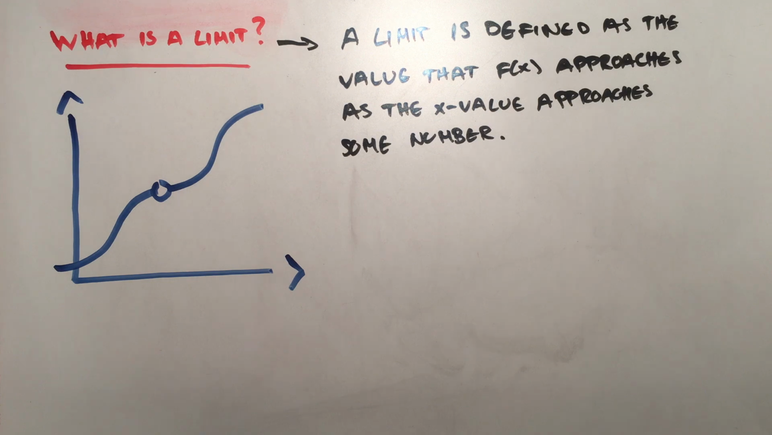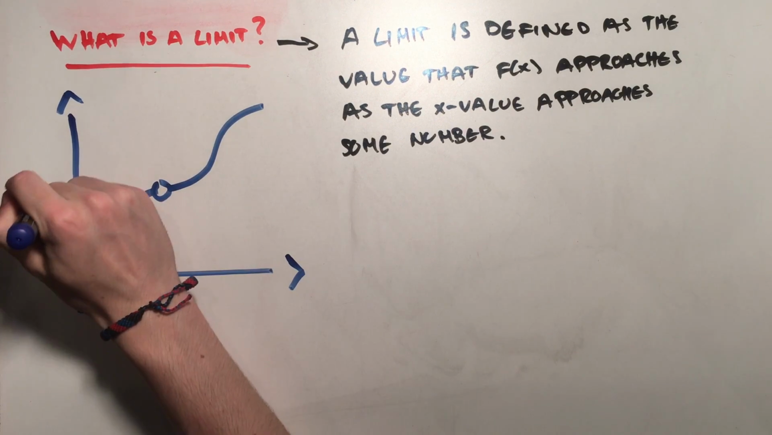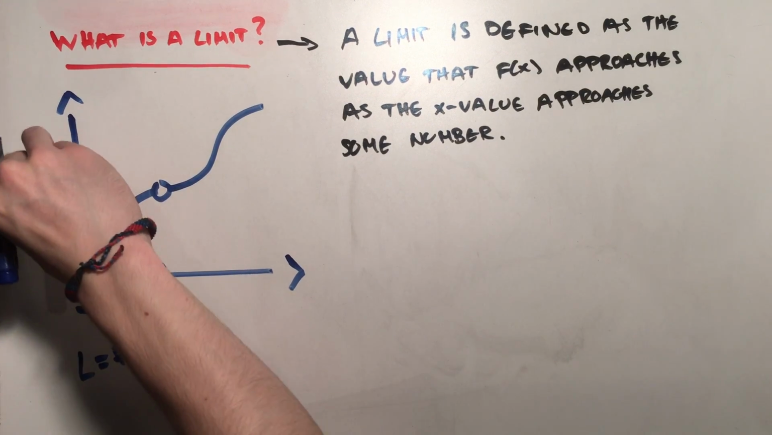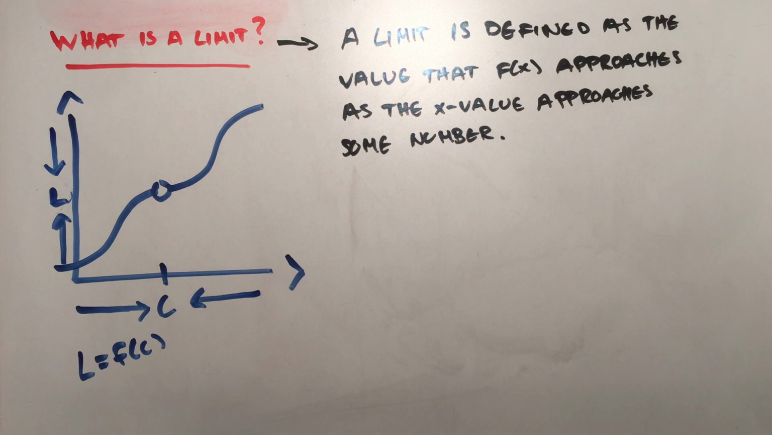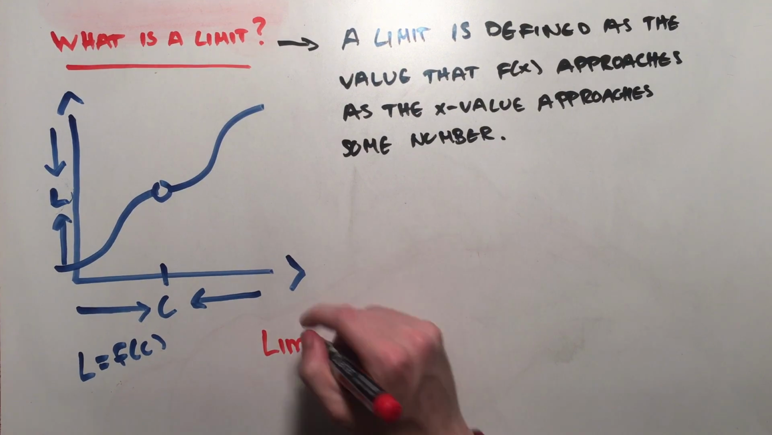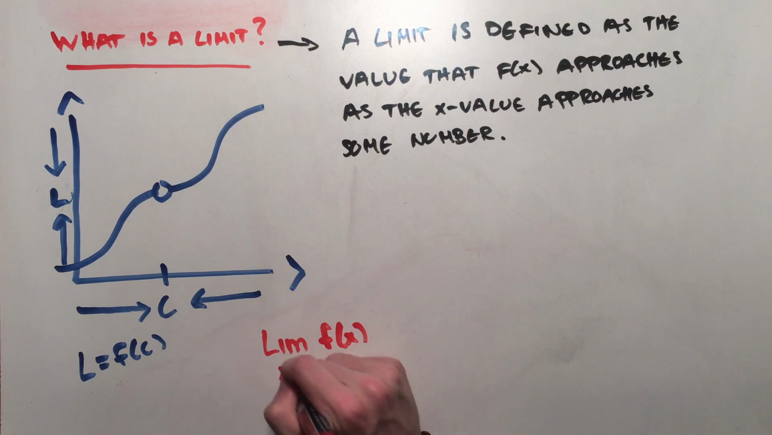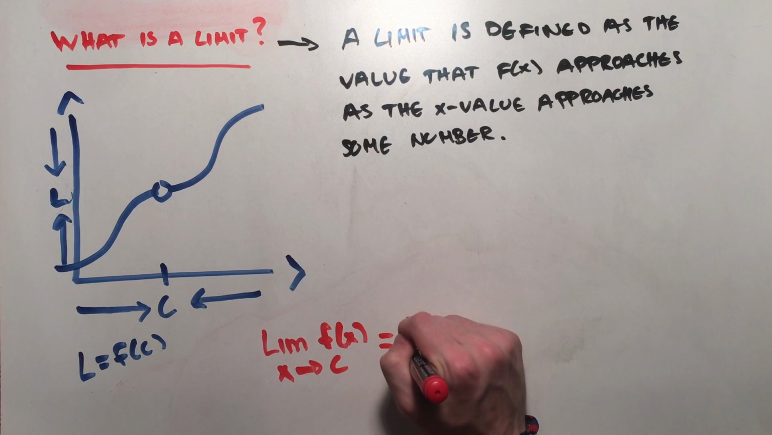If we name some x value c, where f of x is undefined at c, the limit of f of x on our graph at x equals c will be f of c because all of the values of f of x get closer to f of c as x gets closer to c. We can call this f of c the limit, or capital letter L. We can write that definition out like this. The limit of f of x as x goes to c is equal to L.